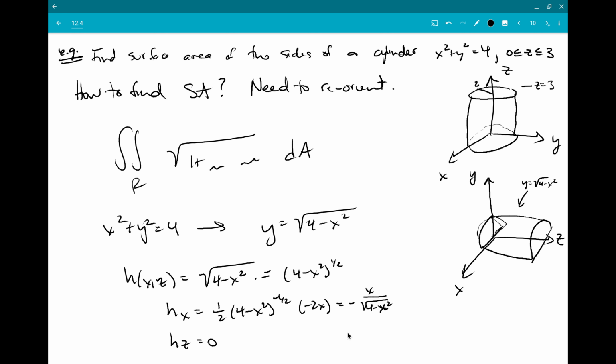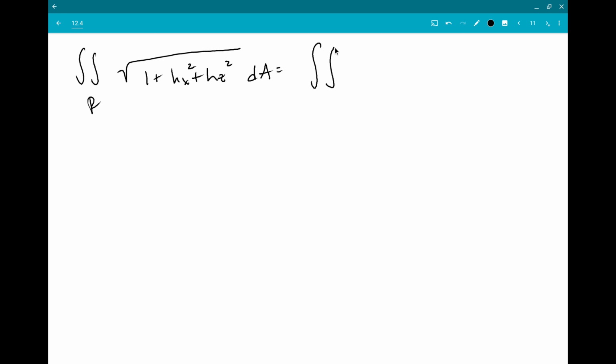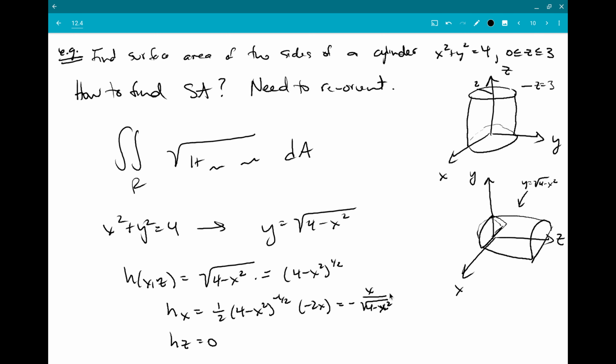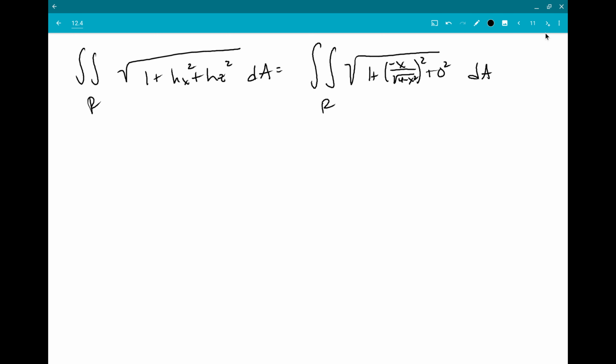And instead of putting it there where I know I'm going to have a lot of algebra, I'm going to go ahead and start on a new page. So now I've got my root of 1 plus h sub x squared plus h sub z squared, dA. And I can go ahead and plug in what I found. I found h sub x is minus, oh, the 2 canceled out, minus x over root 4 minus x squared, plus 0 squared. I just want to check I did that right. Minus x over root 4 minus x squared. Okay.